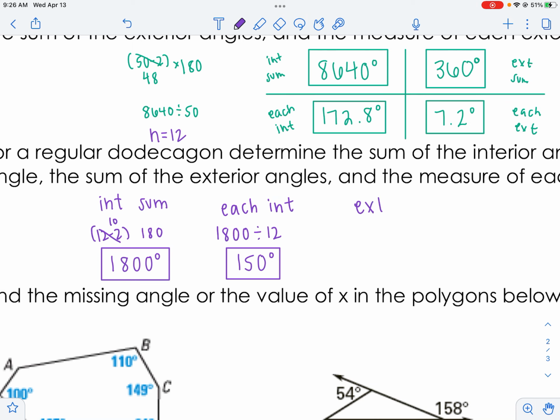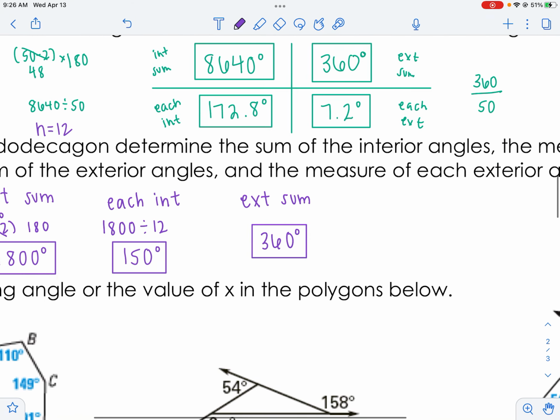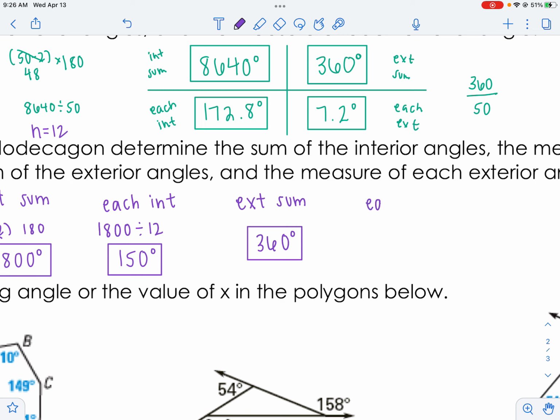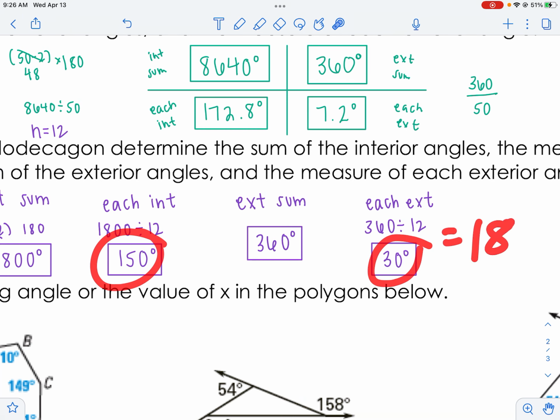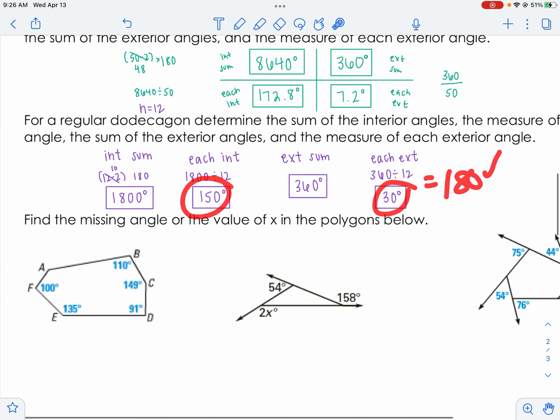Now to figure out the exterior sum, I feel like that's people's favorite because you just need to remember that the exterior always adds up to 360. And then to find each exterior, I'm going to take that number from before, so it'll always be 360 divided by 12, and that would be 30. And if I do a quick check, 150 plus 30 equals 180, so I did it correct.